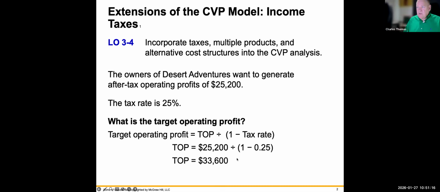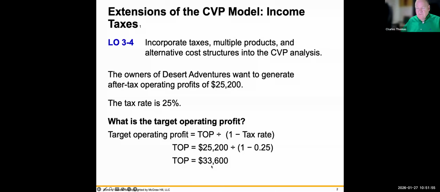All right, so assume that the owners of Desert Adventures want to generate after-tax profits of 25,200 and their tax rate is 25%. So what is the target operating profit? Well, the target operating profit is going to be the target after-tax profit divided by 1 minus the tax rate. So we're going to take that desired 25,200 after tax, and to calculate the pre-tax profit, what we need to do is to generate $33,600.